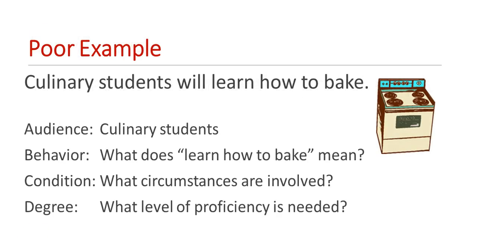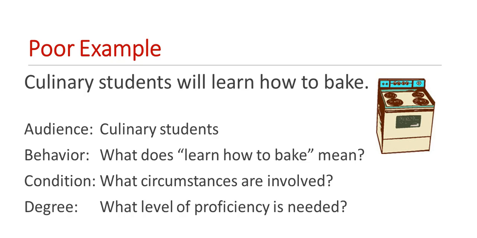Let's look at an example. Suppose we were in charge of a culinary school and we wanted our students to learn how to bake. So a poor learning objective would be: culinary students will learn how to bake. Well, it's not a very good learning objective because it's not very specific. The audience is culinary students, but what does learn how to bake actually mean? Under what circumstances? That's not actually stated. And what degree or level of proficiency is needed is also not stated.